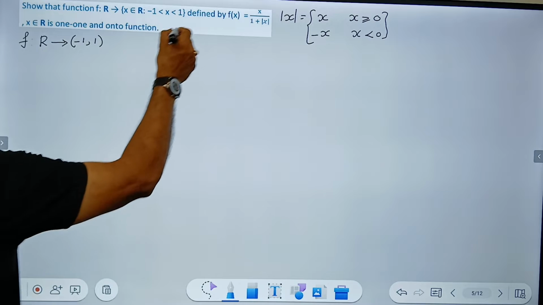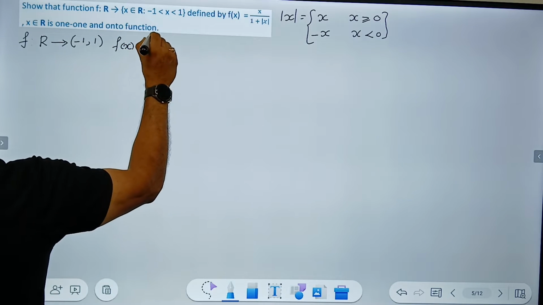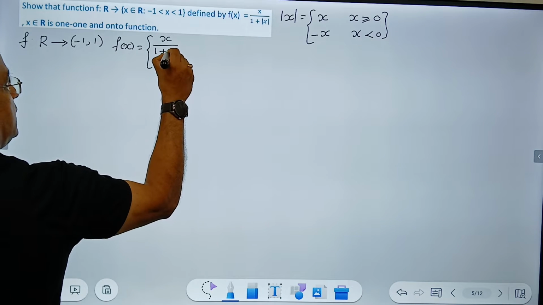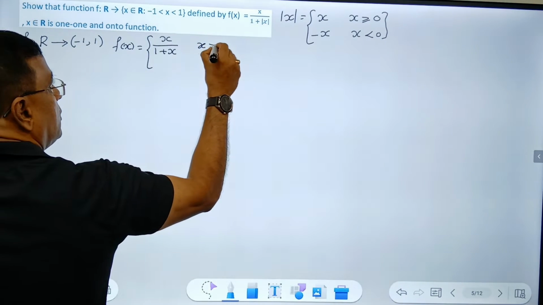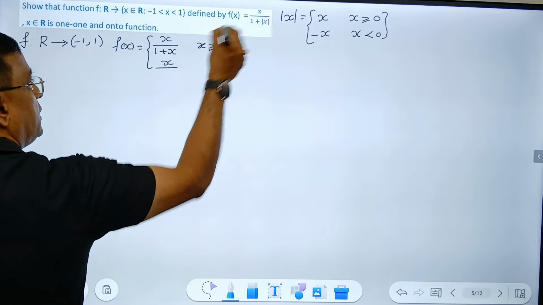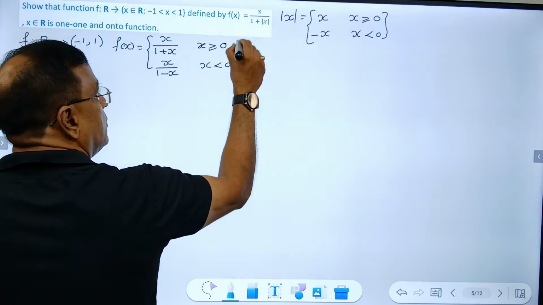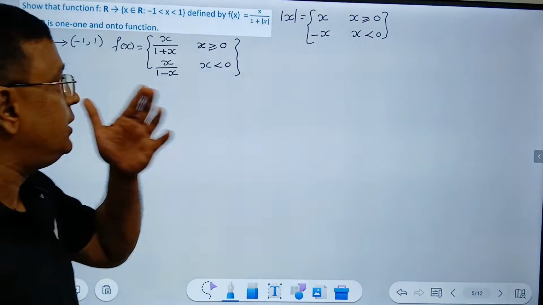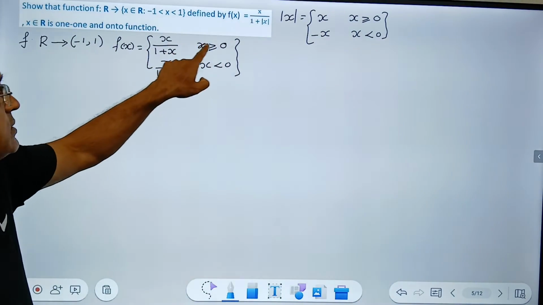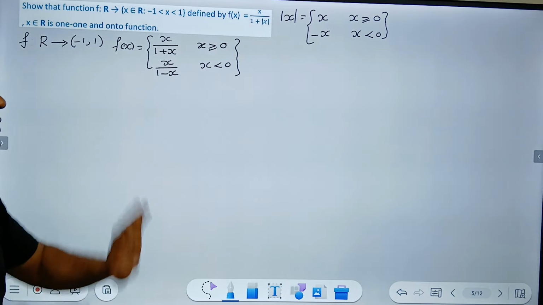Now let's redefine this function. How do I redefine? f of x equals x by 1 plus x, for x greater than or equal to 0, and x by mod x is minus x, right? So it's x by 1 minus x when x is less than 0. All that I did here is use the definition of modulus of x, where mod x is x when x is positive, and mod x is minus x when x is negative. I hope that part is clear to you.